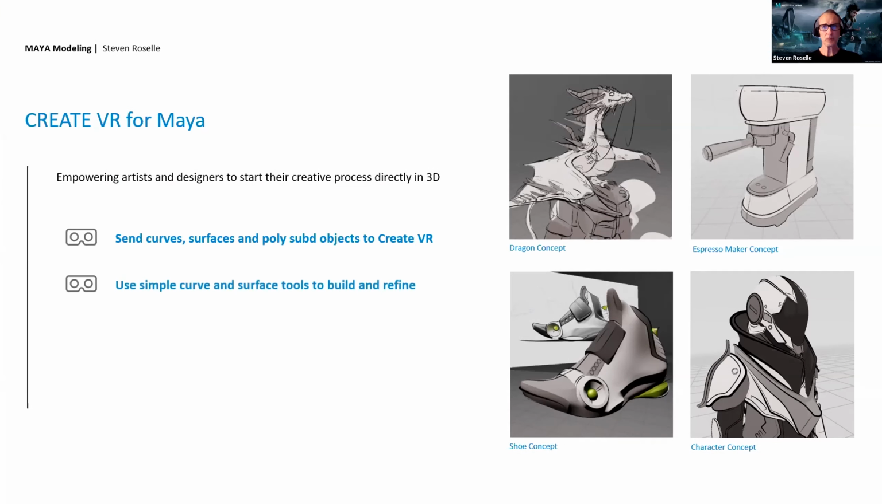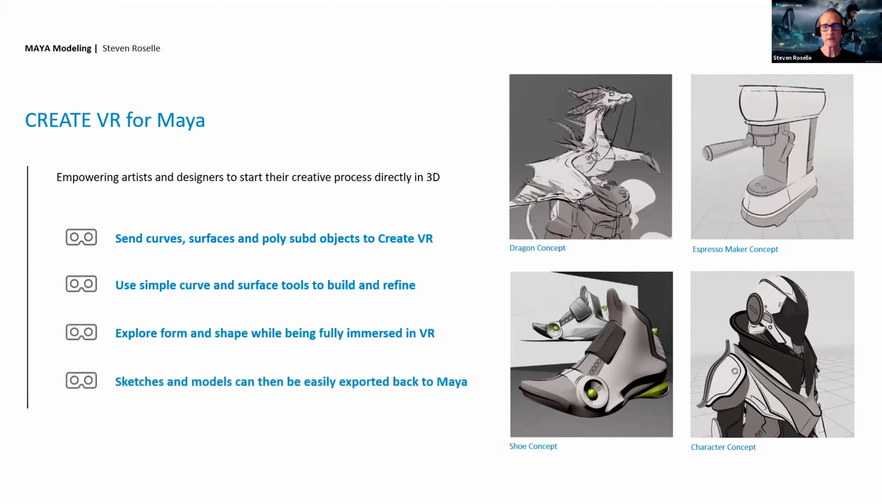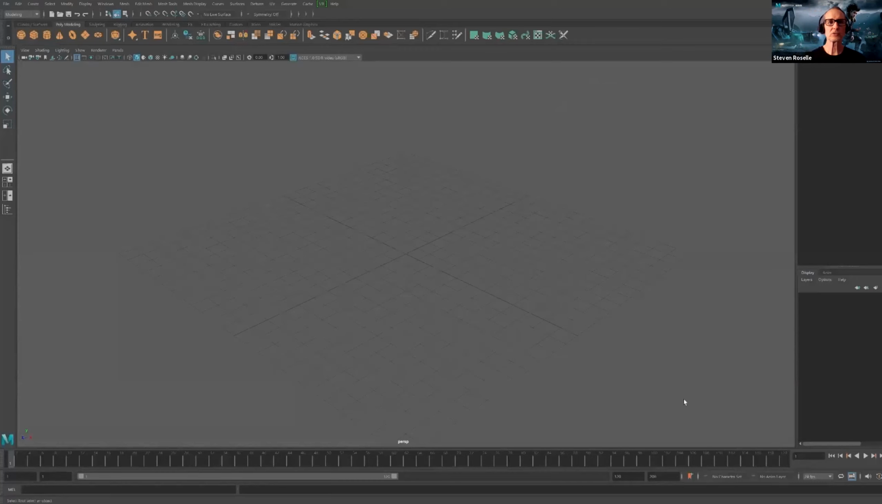So there are simple tools. I'll show a demo here in a second that shows the interface in action, but they're just simple curve and surface tools built right into the heads-up display of the UI. And then, like I said, you can explore the form, explore the shape while you're in VR, and then ultimately you can end there if you want to and just generate images, or you can send that geometry back to Maya. So I'm going to play a quick video here that shows it in action.